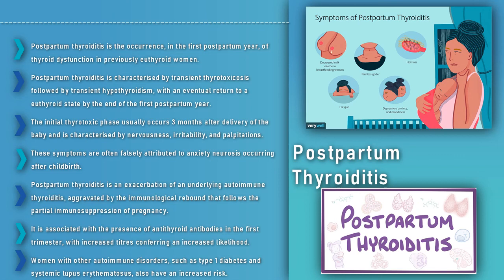Postpartum thyroiditis is an exacerbation of an underlying autoimmune thyroiditis, aggravated by the immunological rebound that follows the partial immunosuppression of pregnancy. It is associated with the presence of anti-thyroid antibodies in the first trimester, with increased titers conferring an increased likelihood. Women with other autoimmune disorders such as type 1 diabetes and systemic lupus erythematosus also have an increased risk.